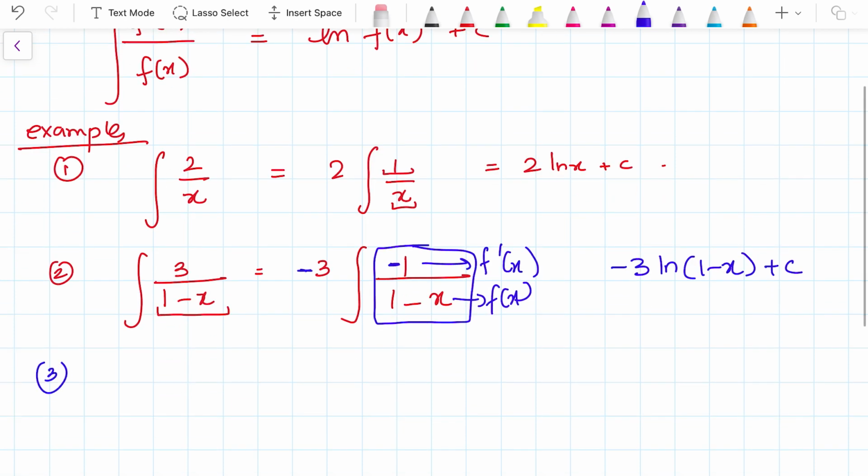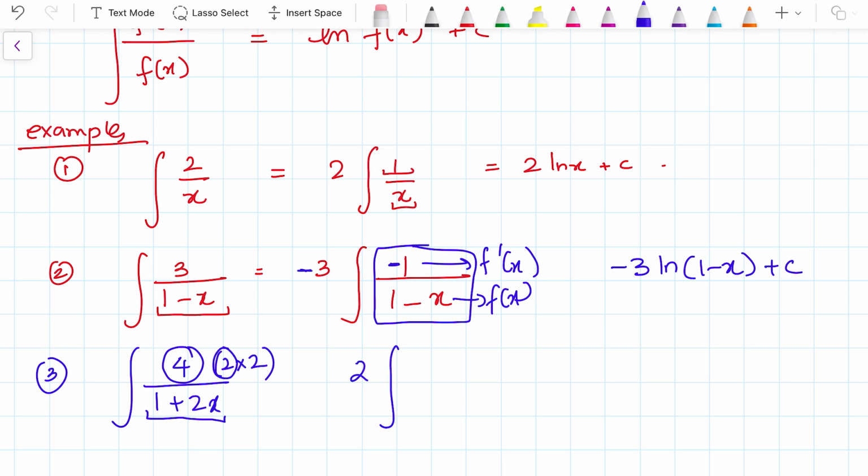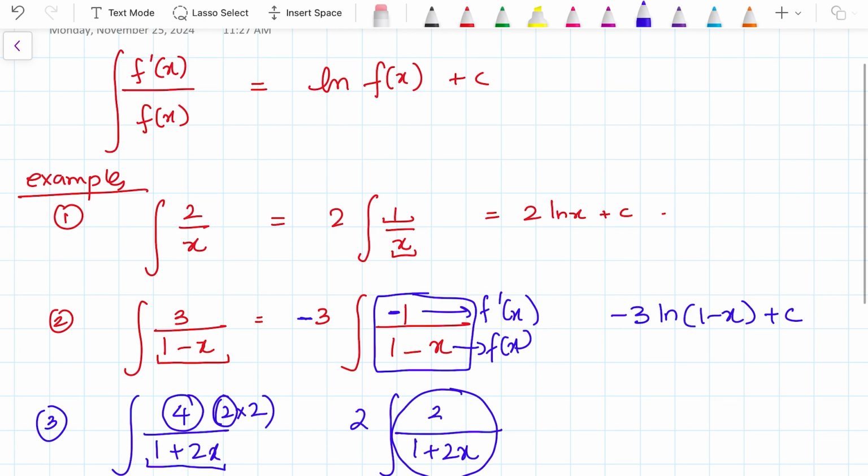Now the third thing, 4 upon 1 plus 2x. Differential of 1 plus 2x is 2. And 4 can be split into 2 into 2. So this 2 goes outside and inside we are left with a single 2. Now this fulfills the criteria of this formula. So it becomes 2 ln 1 plus 2x plus c. Always write a plus c when there are no limits.